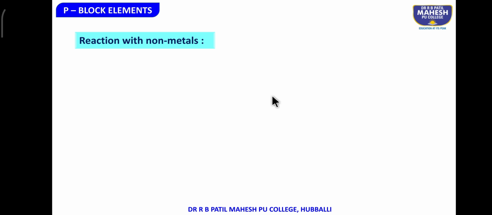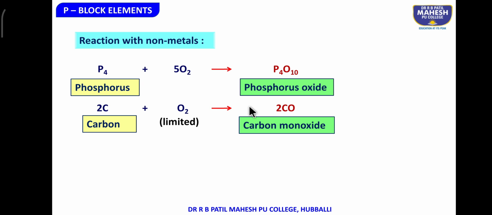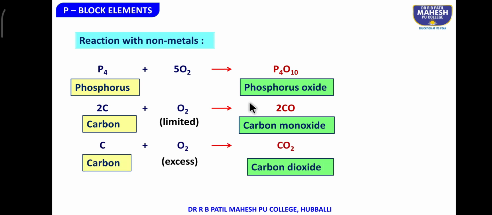Reaction with non-metals: carbon, sulfur, nitrogen, etc. Non-metals, when they react with oxygen, form their respective oxide product. For example, phosphorus reacts with oxygen to form tetraphosphorus decoxide. Carbon reacts with oxygen to form carbon monoxide. If you use excess oxygen, then you get carbon dioxide.